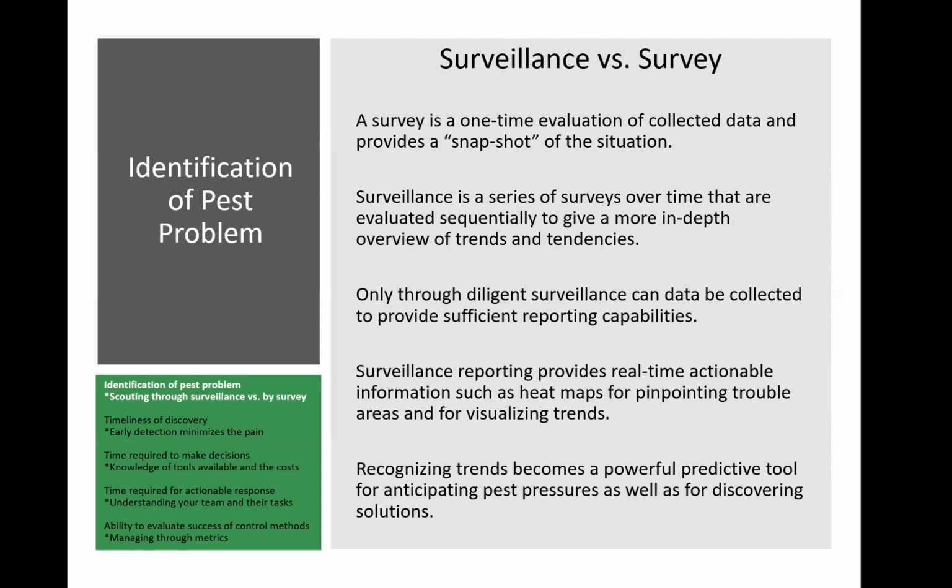When you do those surveys, they need to be done the same way, by the same standards each time to give you a real feel for what's happening. And only through these diligent surveillance methods can you collect the data to make sufficient reporting usable. Surveillance reporting provides real-time actionable information that allows for things like heat maps, for pinpointing troubles, and for visualizing trends. Recognizing those trends becomes the most powerful predictive tool at your disposal for anticipating pest pressures as well as for discovering avenues for solutions.